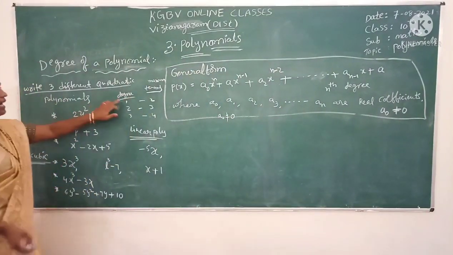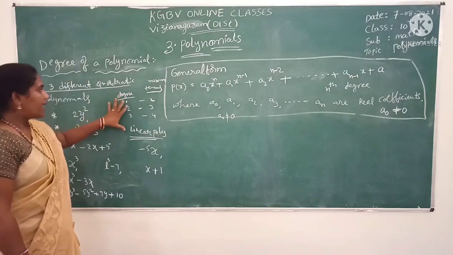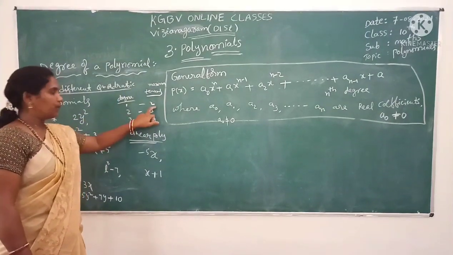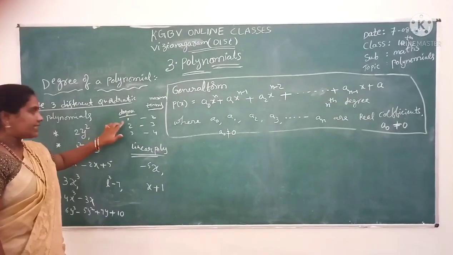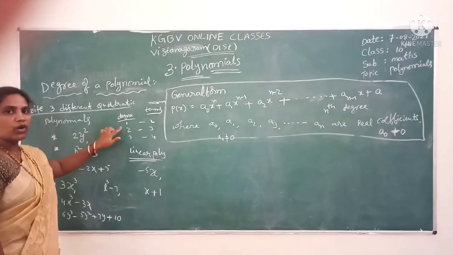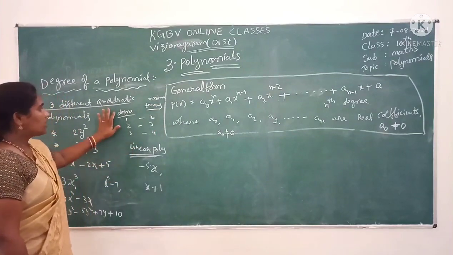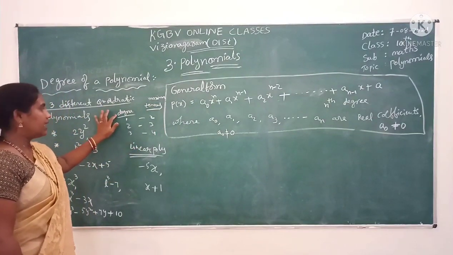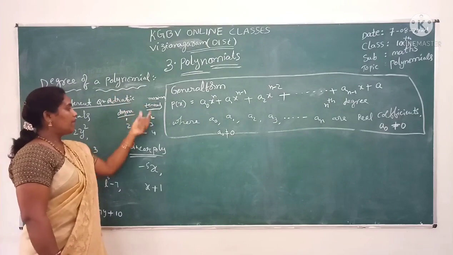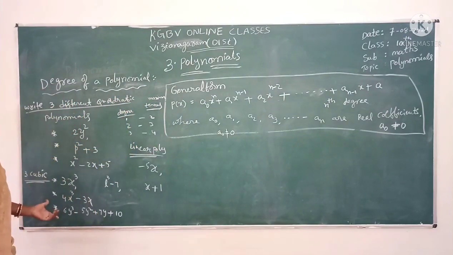A polynomial having degree 1 has a maximum of 2 terms. A polynomial with degree 2 has a maximum of 3 terms. So a polynomial with degree 3 has a maximum of 4 terms.